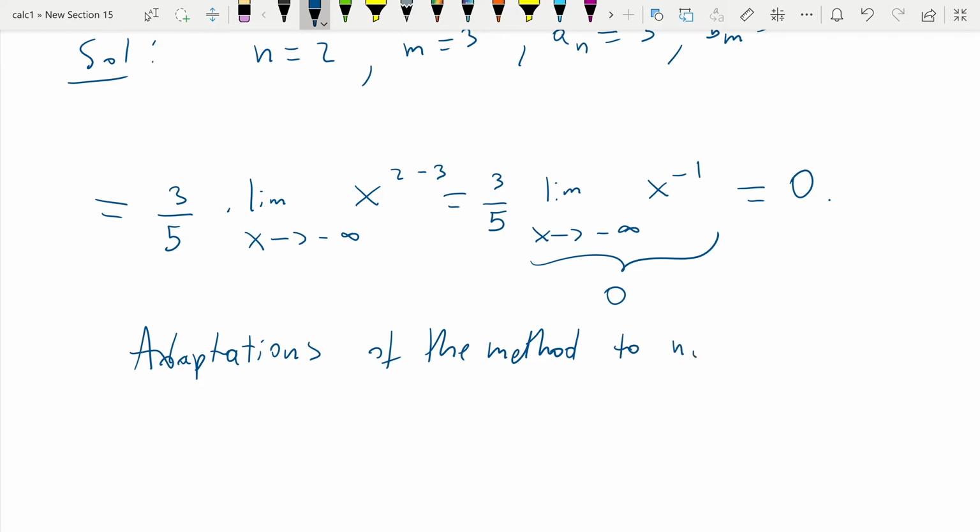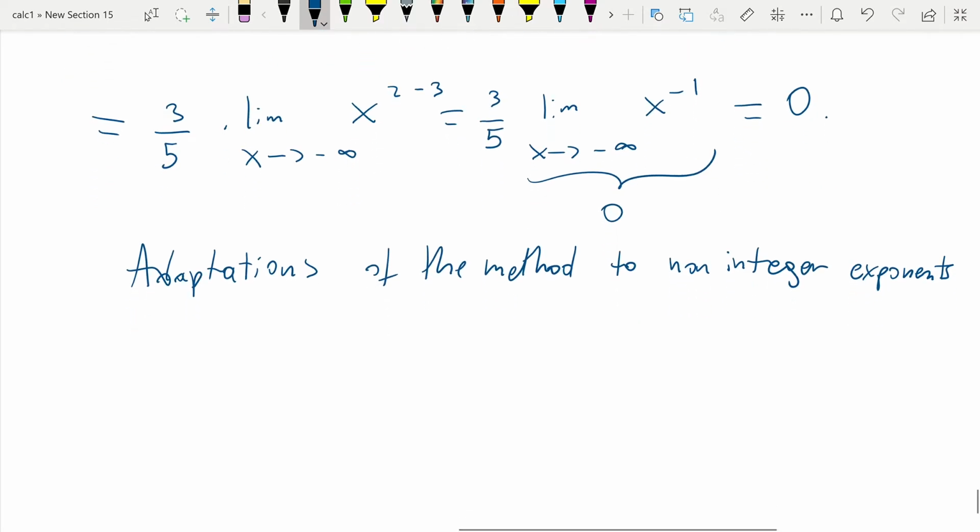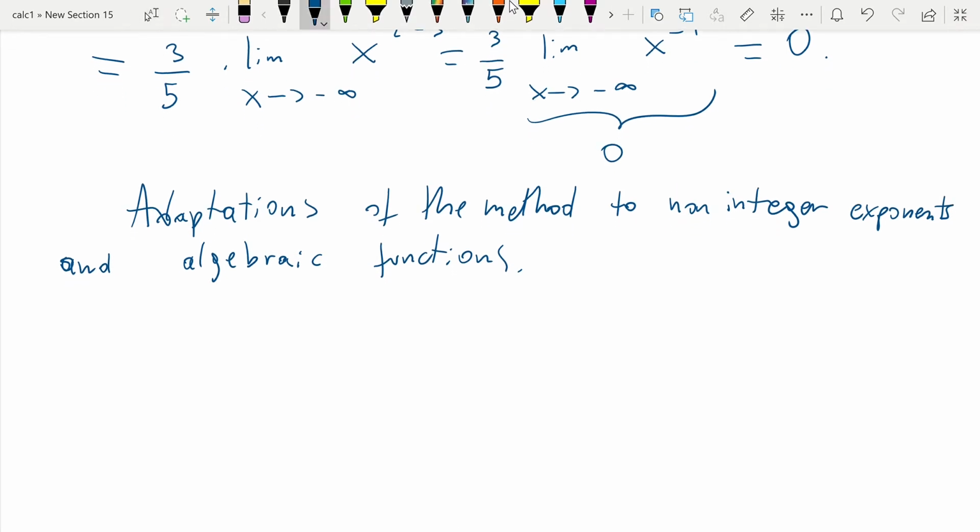Method 2: non-integer exponents and algebraic functions. So we'll just look at a couple of these.